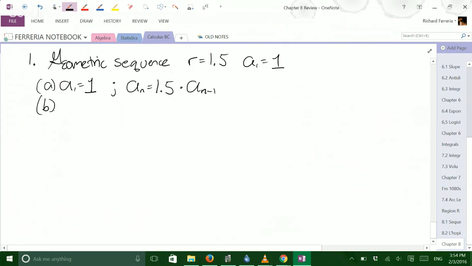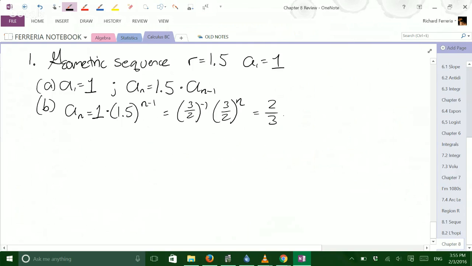Part B says, find the explicit rule. Okay, the explicit rule. Any term is equal to the first term, 1, multiplied by 1.5 to the n minus 1 power. You could just leave it like that, or you can simplify that if you want. That's 3 halves to the negative 1 times 3 halves to the n, which gives you 2/3 times 3 halves to the n. That's the way we're dealing with that, okay?